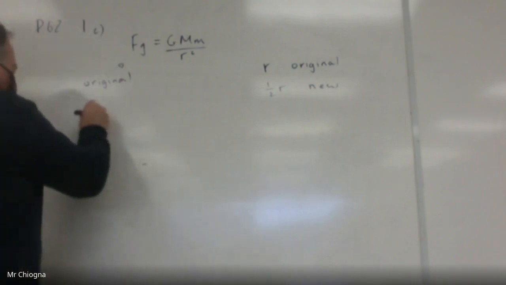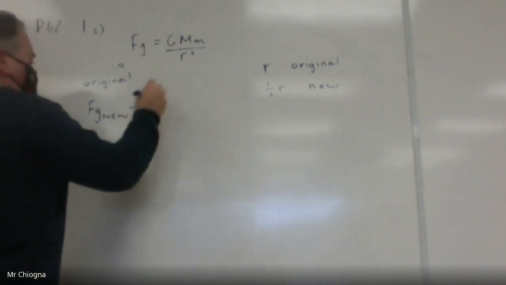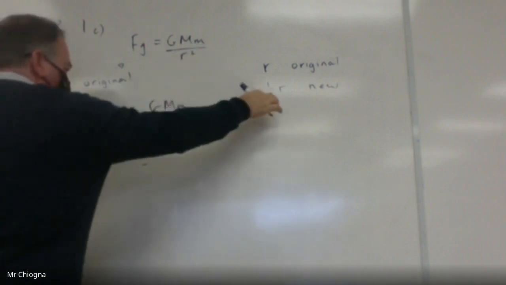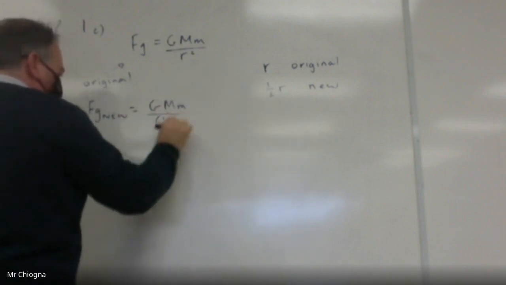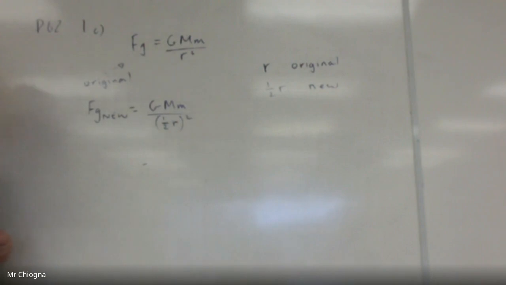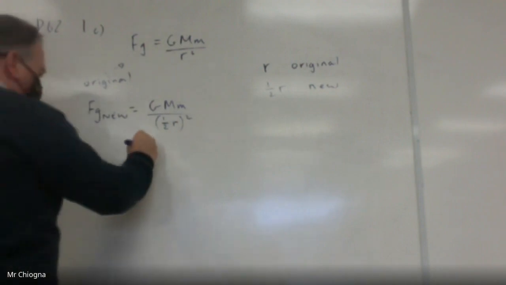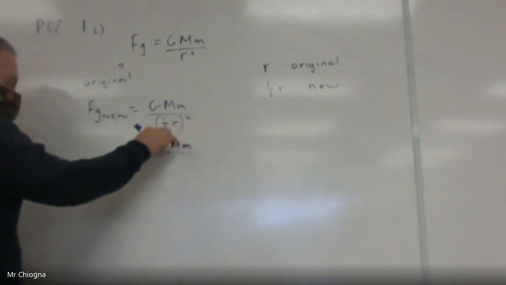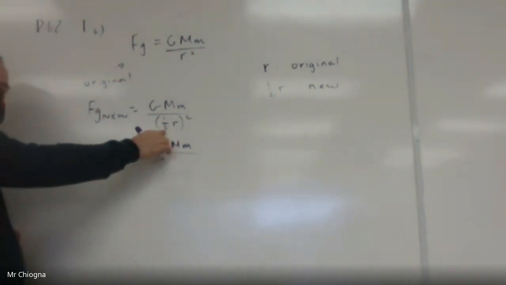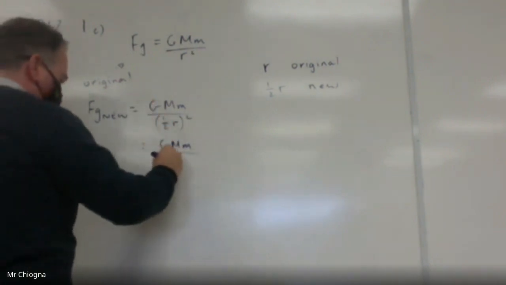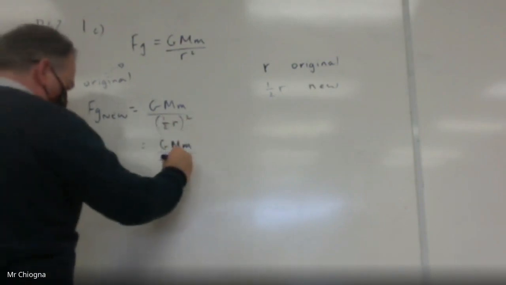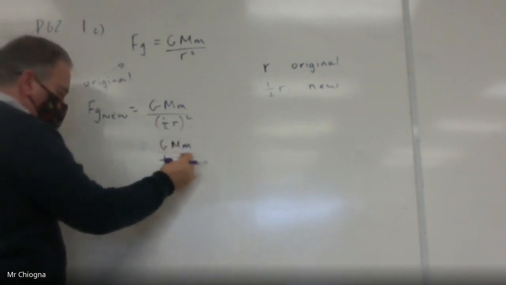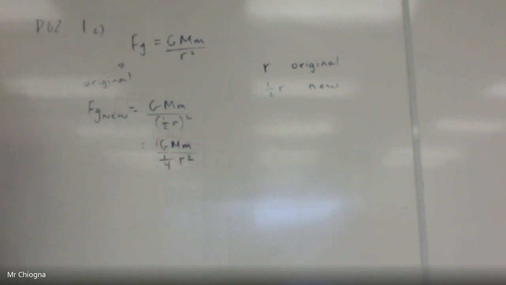Okay, so FG new. Instead of R, I'm going to insert the new distance, 1/2 R. Don't forget to square the whole thing, not just the R. Square each of the factors inside, square the half, you get a quarter. Square the R, you get R squared. That's my original. We'll come back to that. That's my original force there.